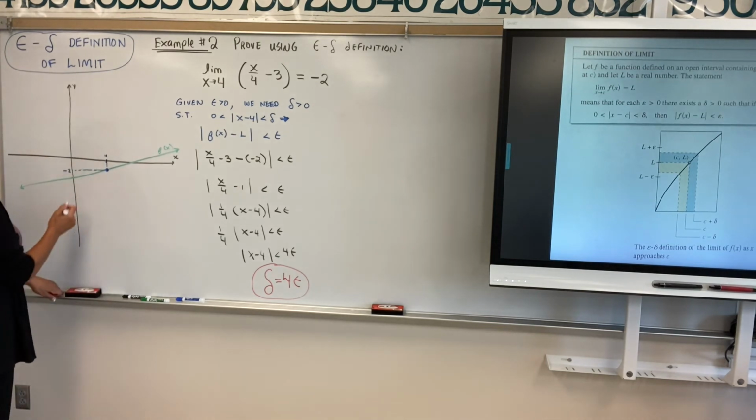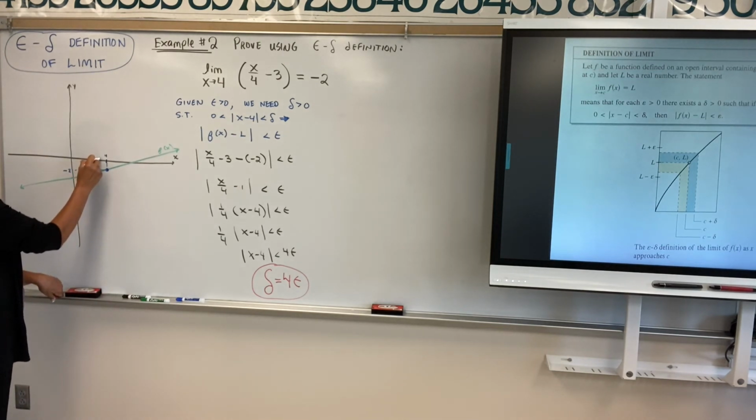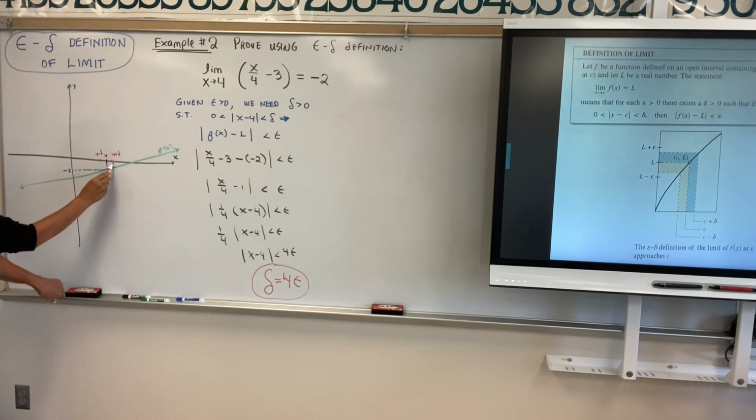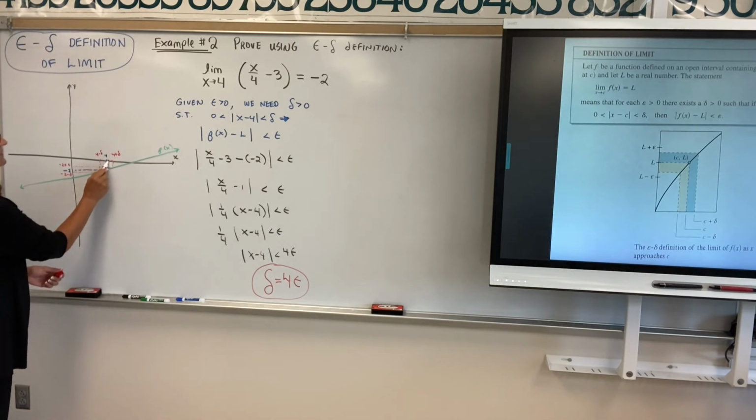So our delta window is, however you want to set up your delta window. Here's 4 plus delta, here's 4 minus delta, all right? And so how is that going to affect your epsilon window? Sketch it down here and sketch it down here. So here's my negative 2 plus epsilon, and then negative 2 minus epsilon. So here's your delta window here, and here's your epsilon window over there.